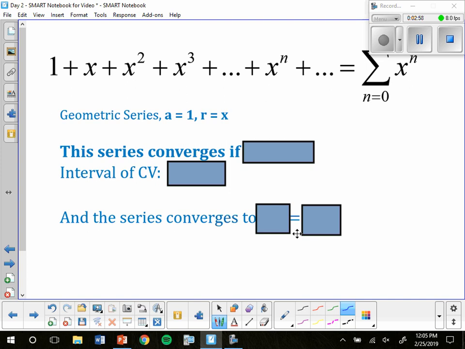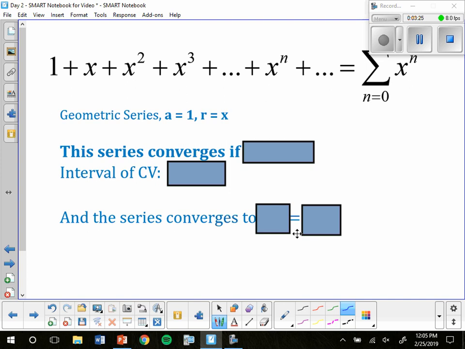Your homework on Friday: how did you find the interval of convergence? Ratio test, and that always works. We could perform the ratio test on this and figure out what the interval of convergence is, but we do not have to because it's a geometric series. On any other series, ratio test.